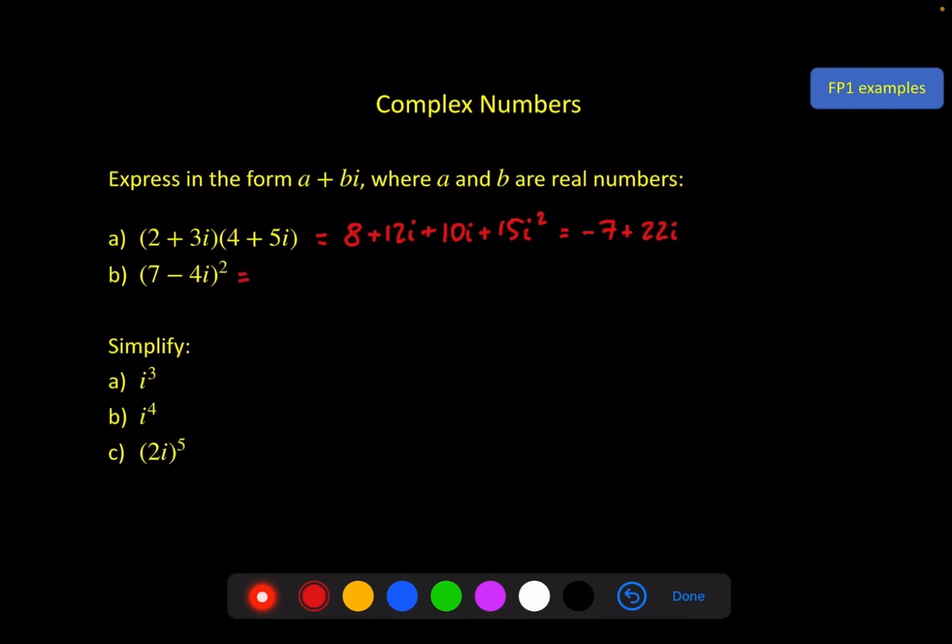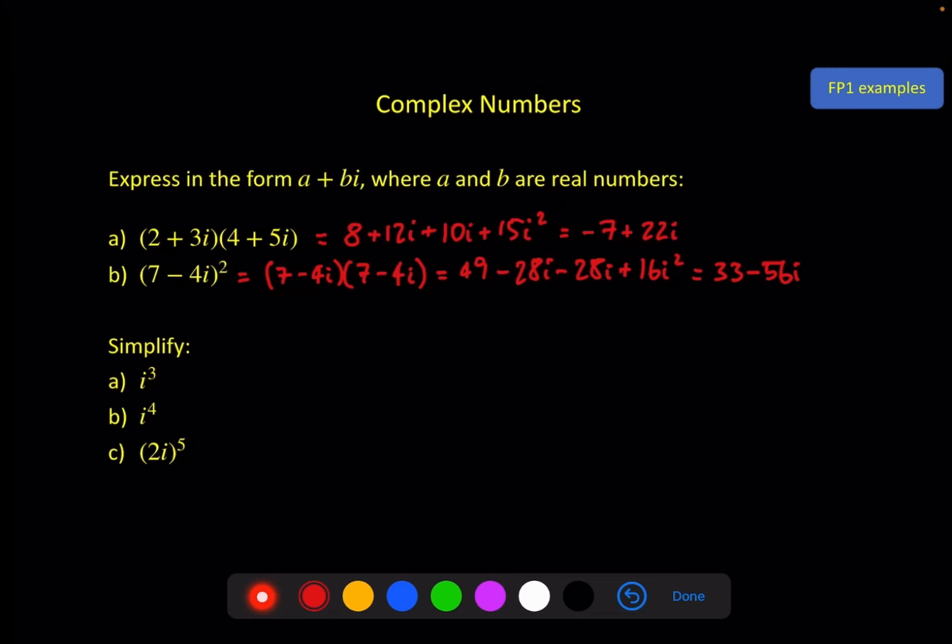The next one, don't be tempted to square both of those directly, as I've seen some students do. Write out the brackets. 49 minus 2 lots of 7 times 4i plus 16i squared, and again that will turn into a minus 16 because of the i squared. So we've got 49 minus 16, which gives us 33, and minus 56i.